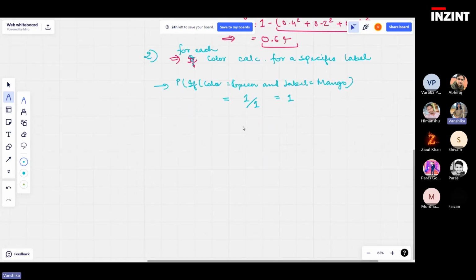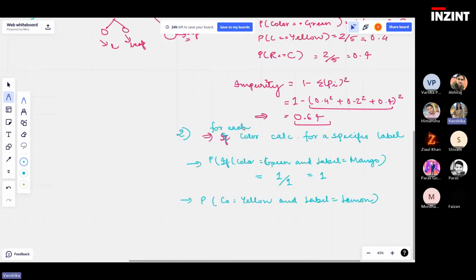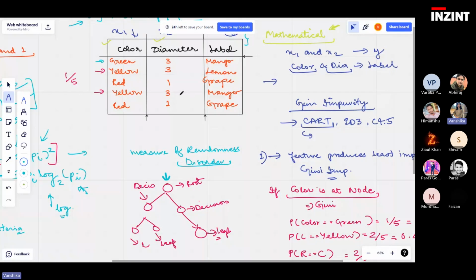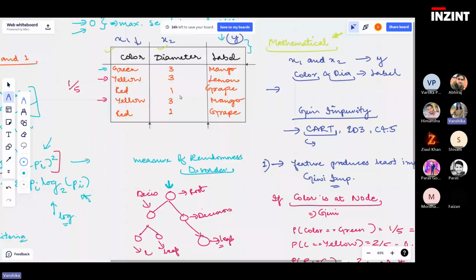This is the second part of this demo. Okay, then let's do the same. So we are going to calculate the probability if color equals yellow and label is lemon. Let's go and check. So we can see that here we have two records where the color is yellow, and we have only one record where the color is yellow and the label is lemon.